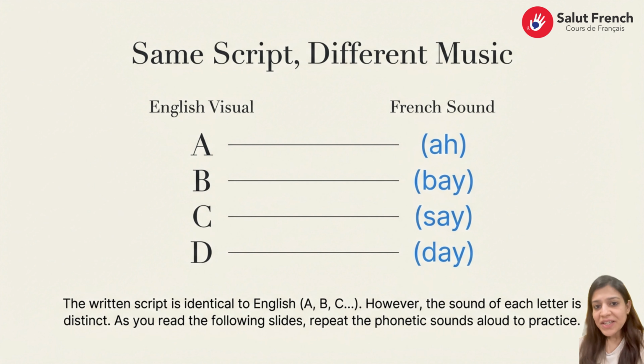Let's start learning the French alphabets. The script, however, is the same. As you can see, it's A, B, C, D, E, F, G. So it's written in the same manner, but the sound of each letter is different. Okay, so let's start. Please repeat after me.